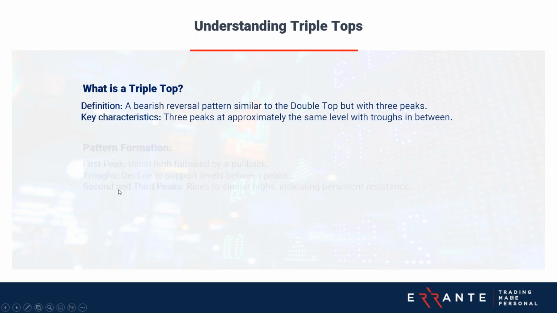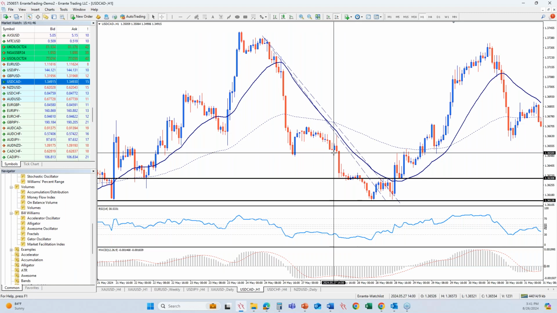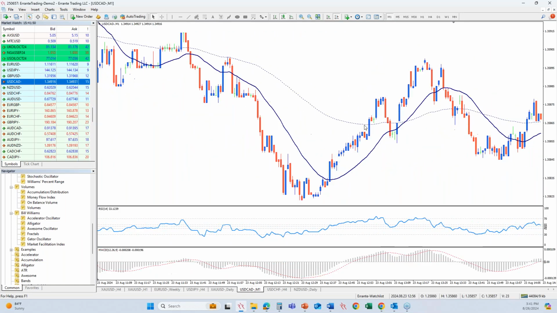But here also we have some key characteristics of a triple top that can help us to recognize and identify it in the chart easier and correctly. The triple top pattern is characterized by three distinct peaks that occur at approximately the same price level, separated by troughs. Let me again move to my MetaTrader to see if I can find a bit of an illustrative example here.